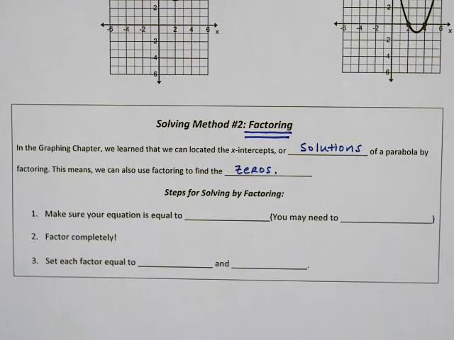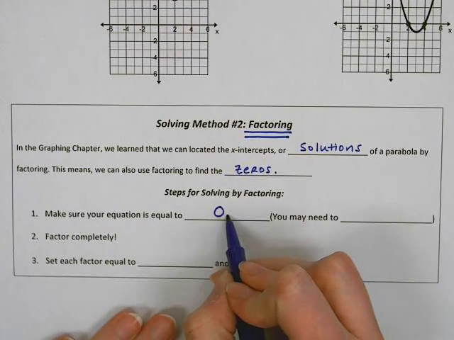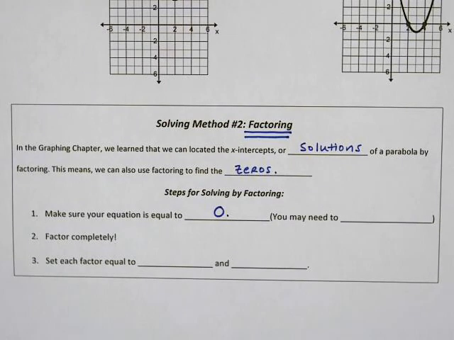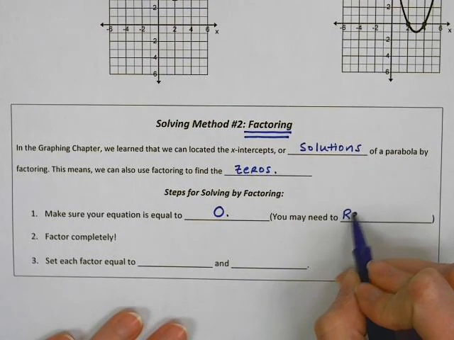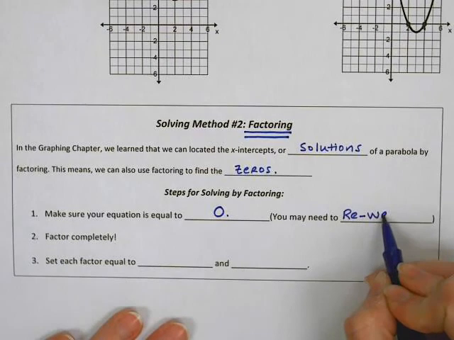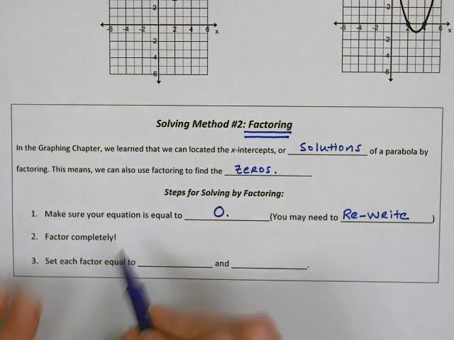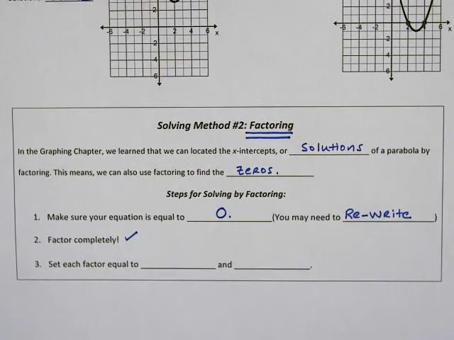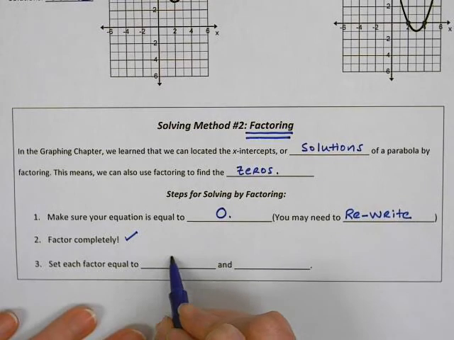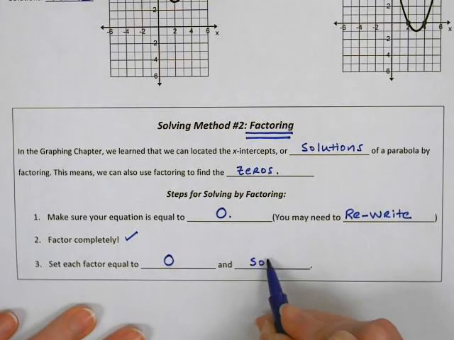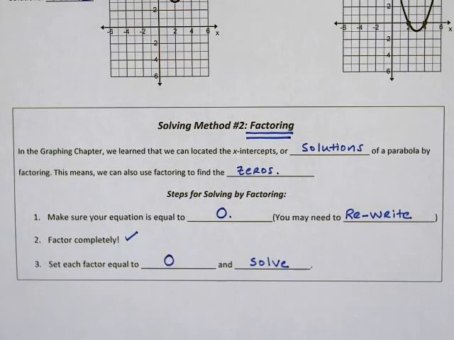Okay, so here's how we do it. Make sure your equation is equal to 0. It must be equal to 0. If it's not, you may need to rewrite it by rearranging some things. And then you factor completely, and then set each factor equal to 0 and solve. And we're going to practice a bunch of these on the back. All right, let's try.